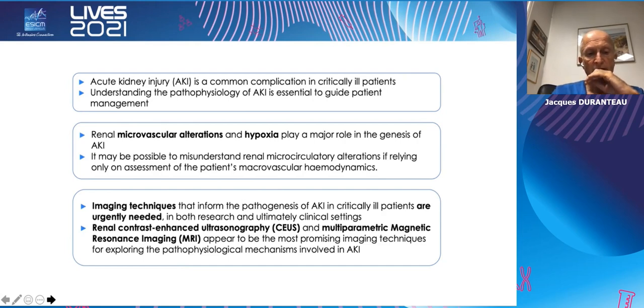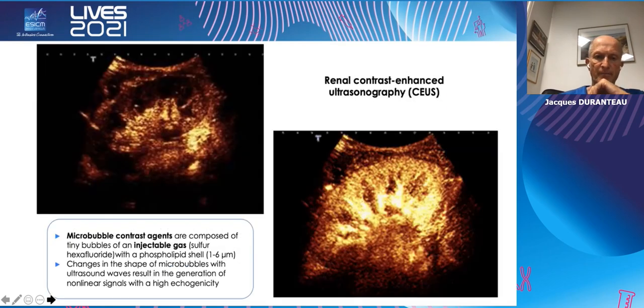I want to talk about two techniques, renal contrast enhanced ultrasonography and multiparametric magnetic resonance imaging, because these two techniques appear to be the most promising imaging techniques for exploring the pathophysiological mechanism involved in acute kidney injury. The first technique is renal contrast enhanced ultrasonography.